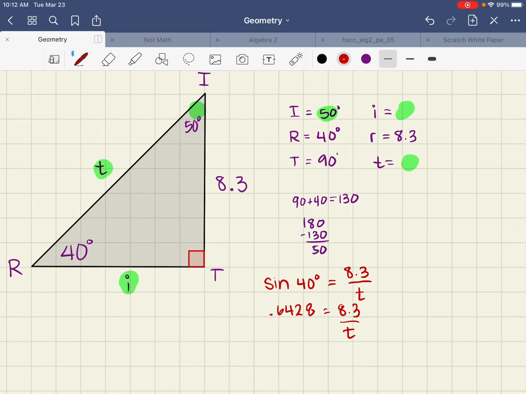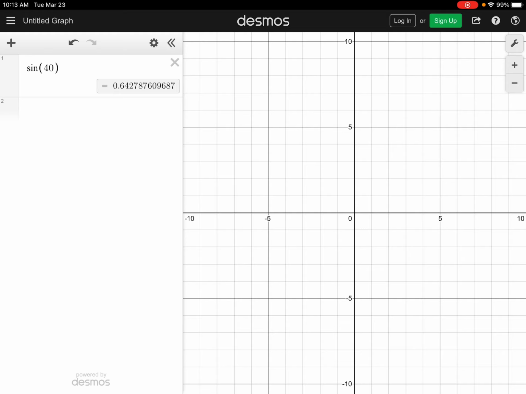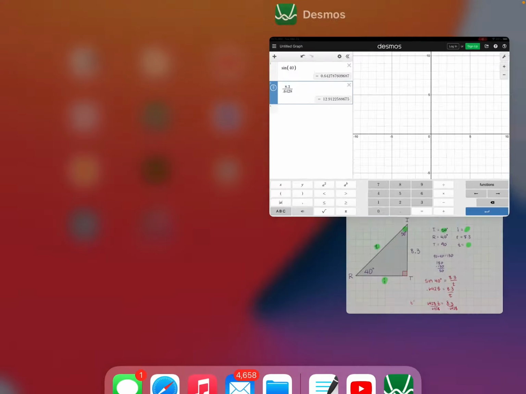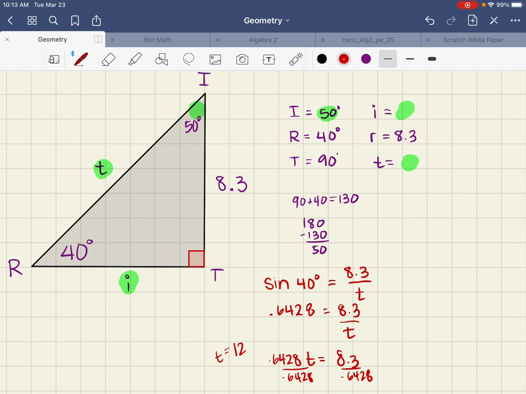And we're going to solve this through cross multiplication. We multiply both sides, and we get 0.6428T is equal to 8.3. Then we solve by dividing both sides by 0.6428, and we get what T is. So we're going to go back to Desmos one more time: 8.3 divided by 0.6428, which comes out to 12.9. So we now know that T is 12.9.